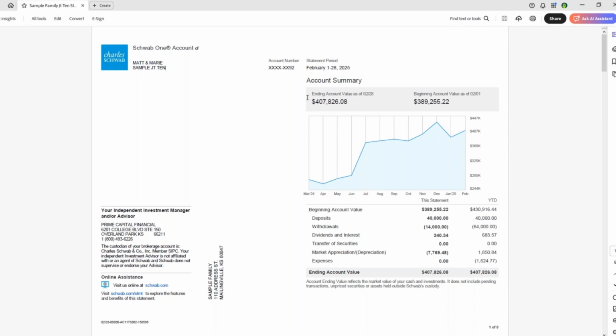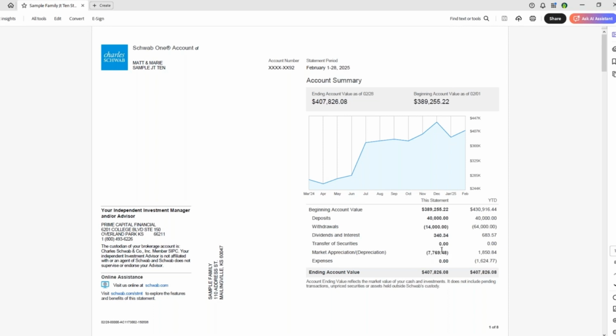So Matt and Marie have this joint account with an ending value as of the month end of $407,000. Started the month at $389,000. So we automatically know that either their investment fluctuation or money movement has changed that value in some way, right? So you'll see that they started the month with $389,000, but they had some other things going on. They deposited $40,000, they withdrew $14,000, they received dividend income, and they also had some market appreciation or depreciation.